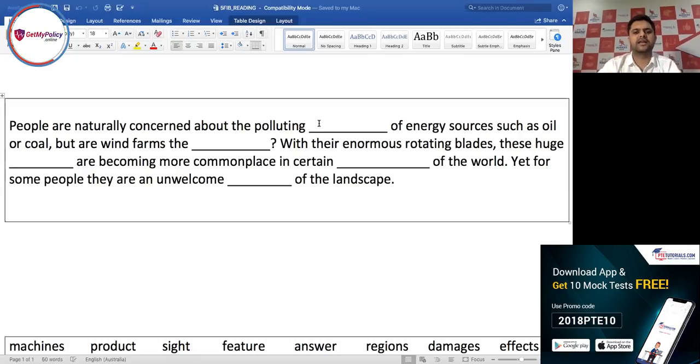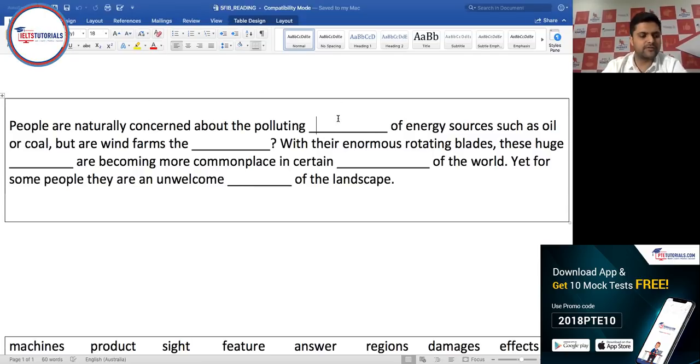So let's see what kind of word is suitable for this first blank. People are naturally concerned about the polluting dash of energy sources. Now, there is more than one source. They've given the examples such as oil or coal. So there is not one energy source, there are more than one energy sources. And these energy sources are having polluting dash, and people are concerned about that.